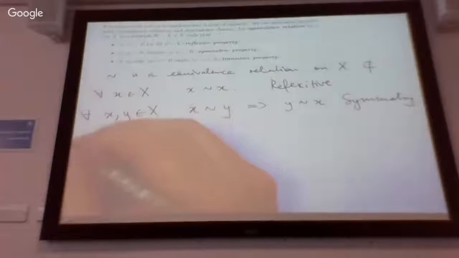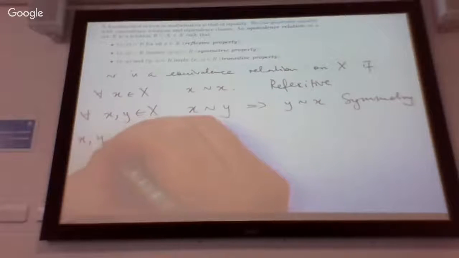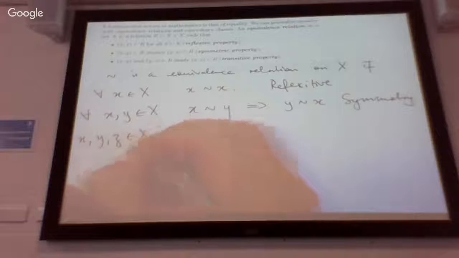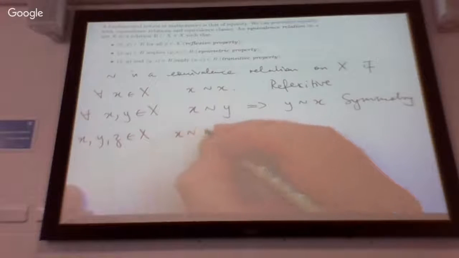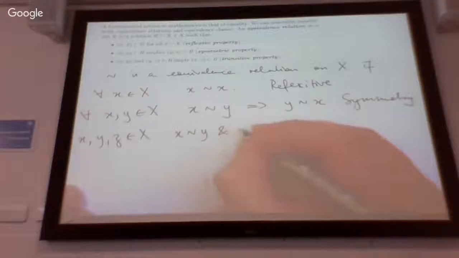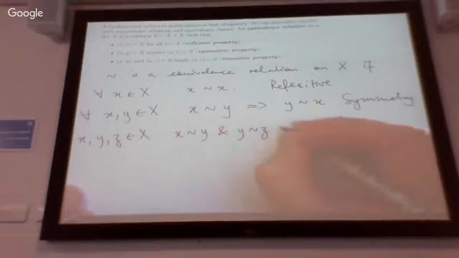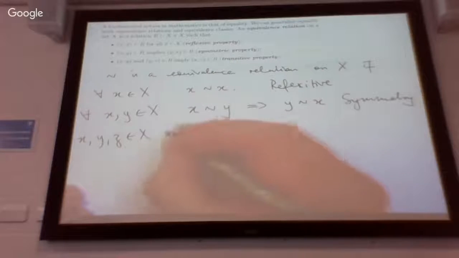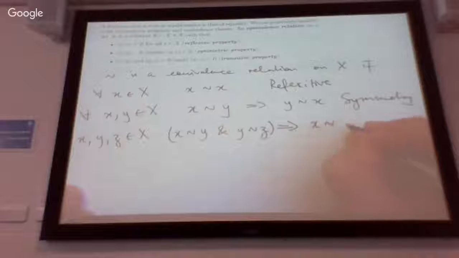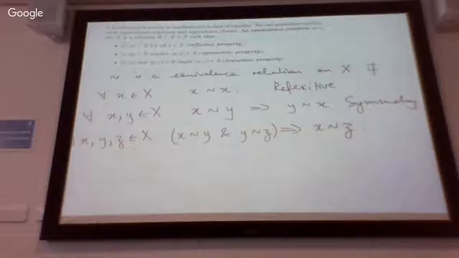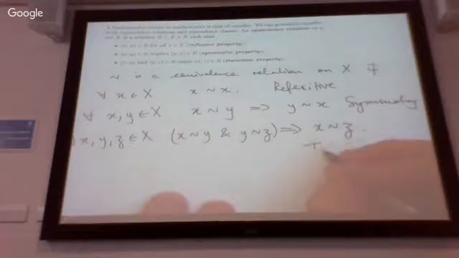And the last one is transitive. And this refers to when you've got 3 elements in play. If x is related to y and y is related to z, these 2 facts imply that x is related to z. And this is transitive.